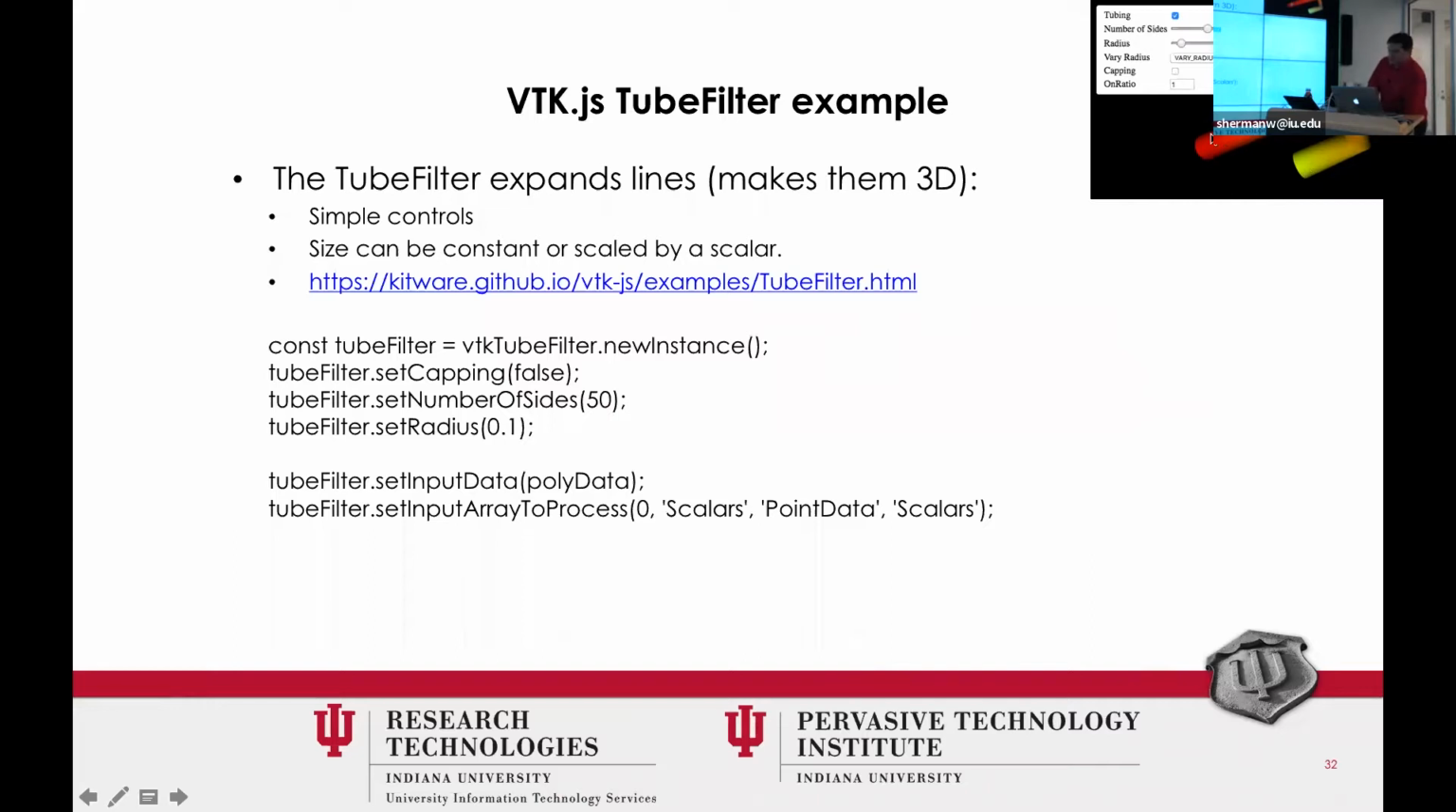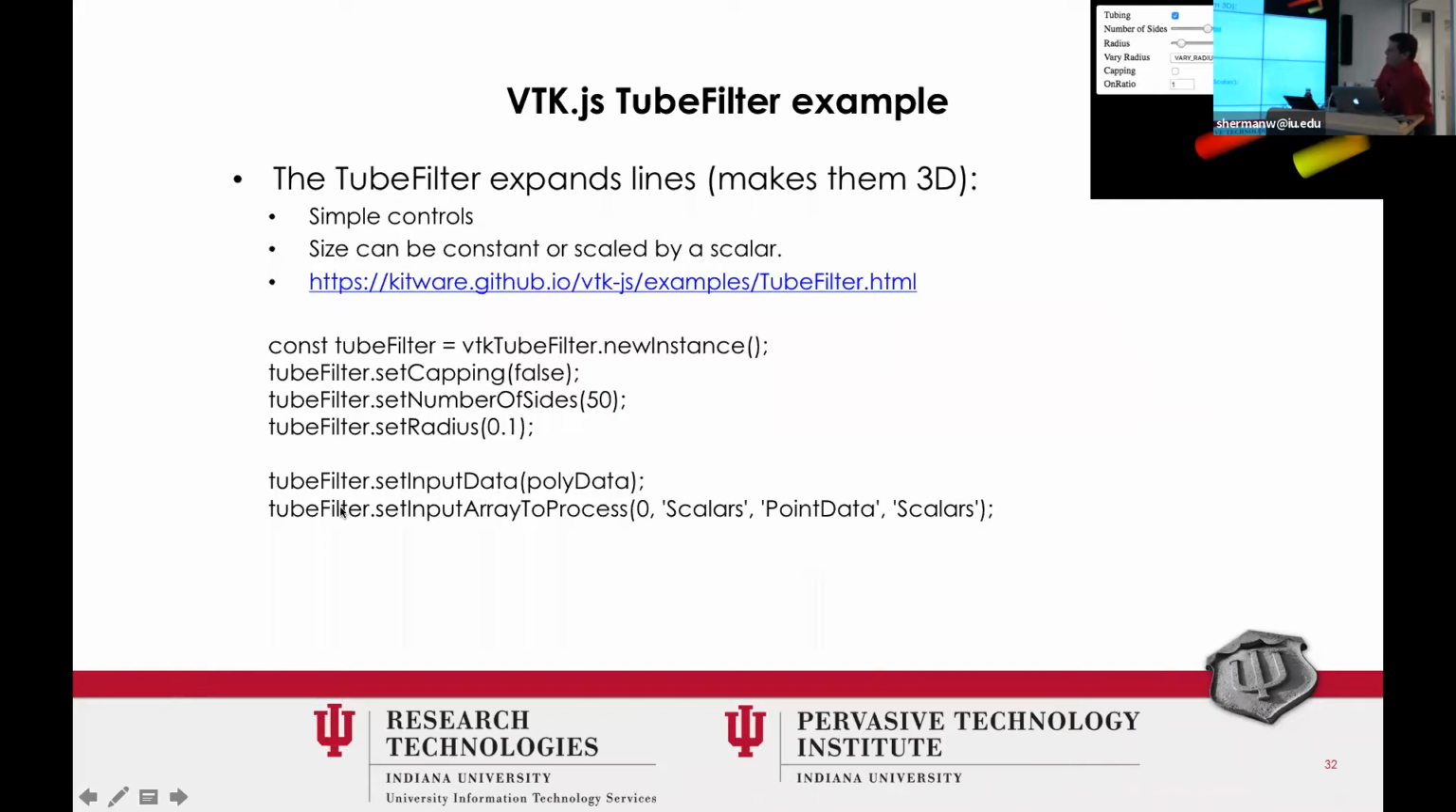I'll just leave that as an exercise for later. Here's the code for doing that. So there's a tube filter, which takes as an input some poly data, which are lines, and then it takes the scalars array, and that's point data, and it's also called scalars. So it's a scalars array named scalars, which is not really a great way to name your examples.